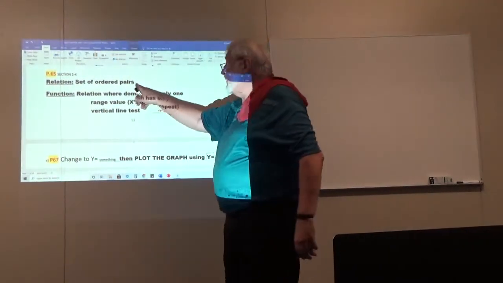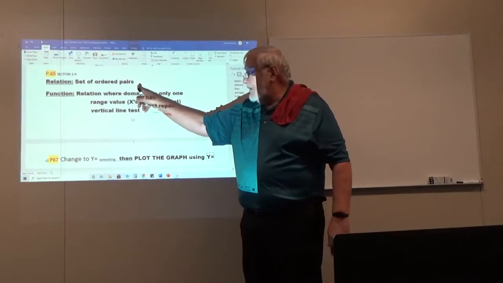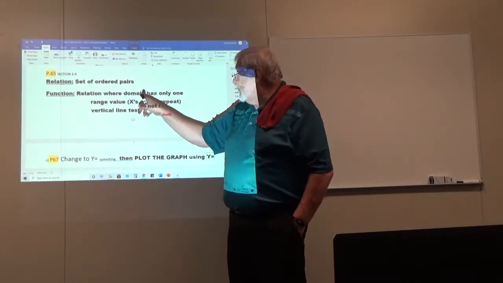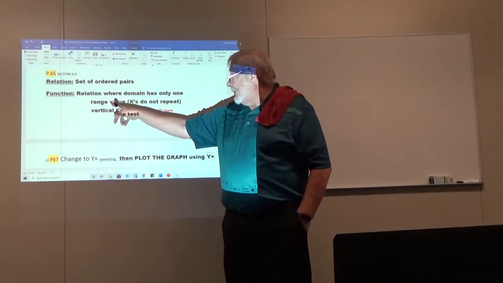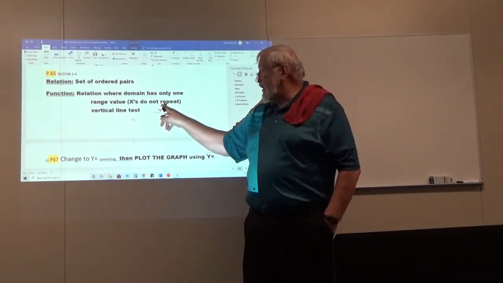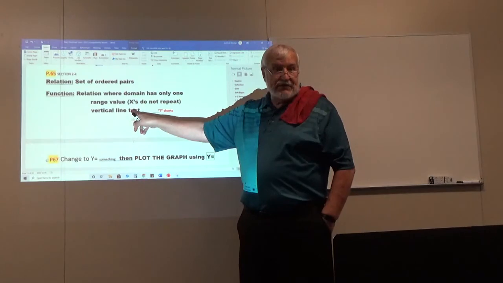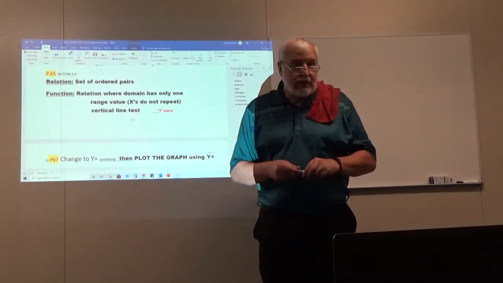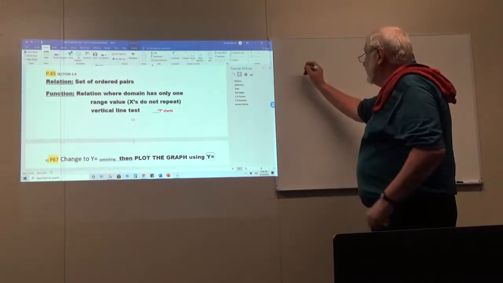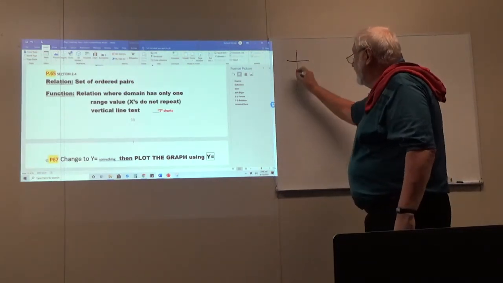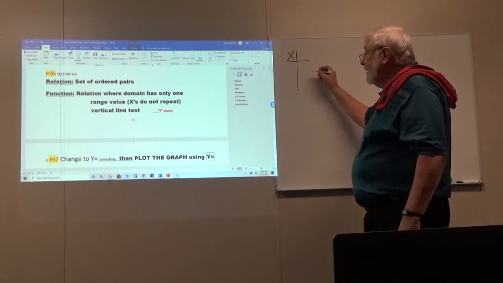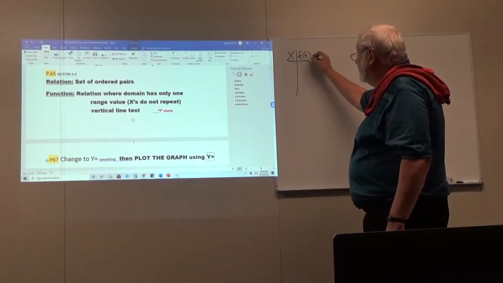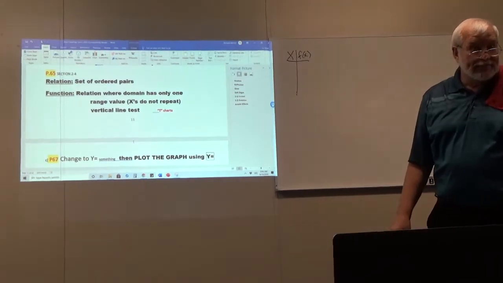A relation is a set of ordered pairs. For the relation to be a function, the domain has only one range value. So the x's do not repeat, and it also passes the vertical line test. Now, t-chart. The t-chart comes from this: this is x, and this is f of x, or y.